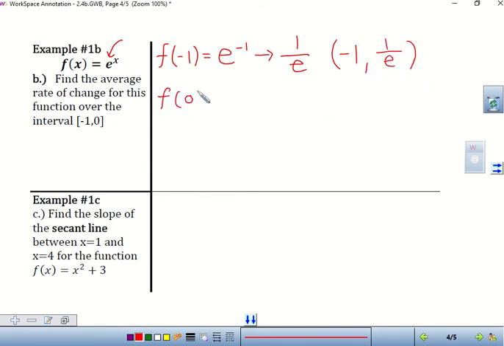Then we're going to plug in 0. That's e to the 0 is equal to, what is anything to the 0 power? 1. 1, good. So that gives me 0, comma 1. So those are my two coordinates.